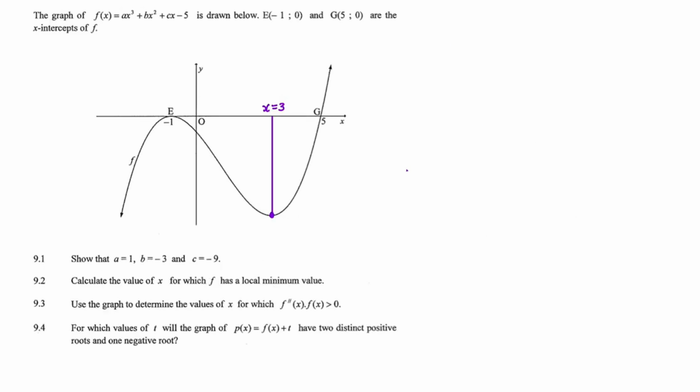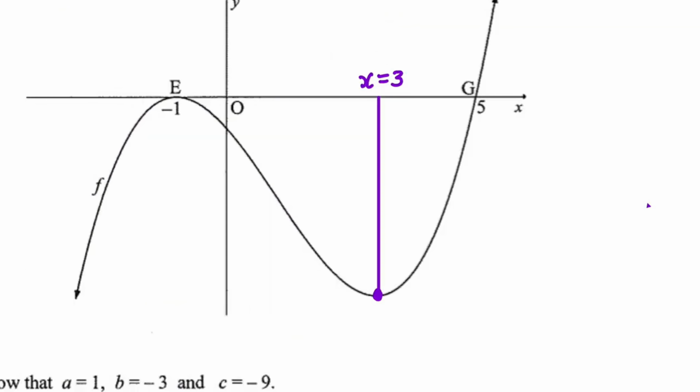Question 9.3. Use the graph to determine the values of x for which f double prime x times f(x) would be bigger than 0. So it says use the graph. So let's look at our graph. First we need to understand that f double prime x is referring to the point of inflection. Now the point of inflection is where concavity changes in our curve, and that will be the point exactly in the middle of our stationary points.